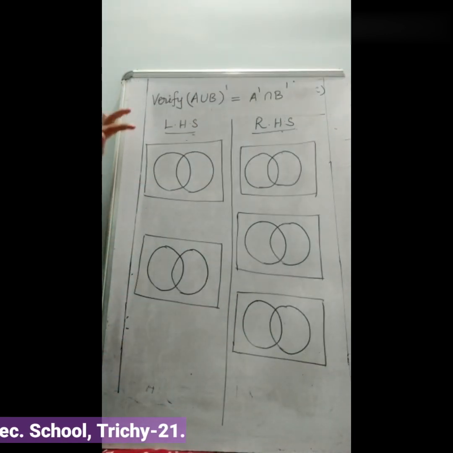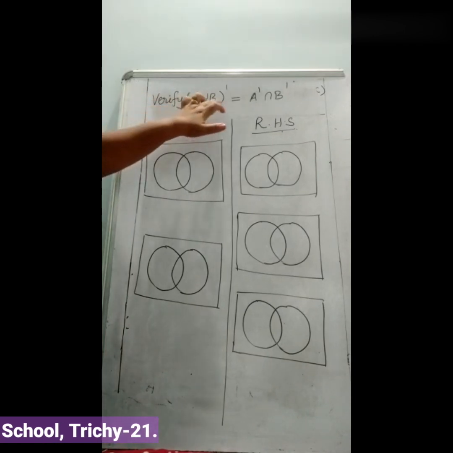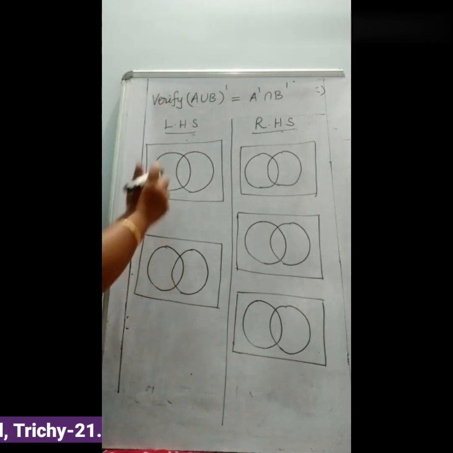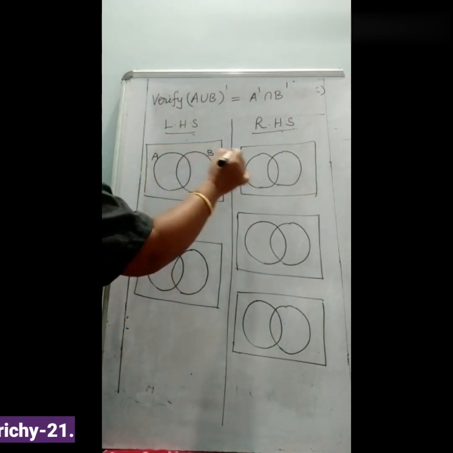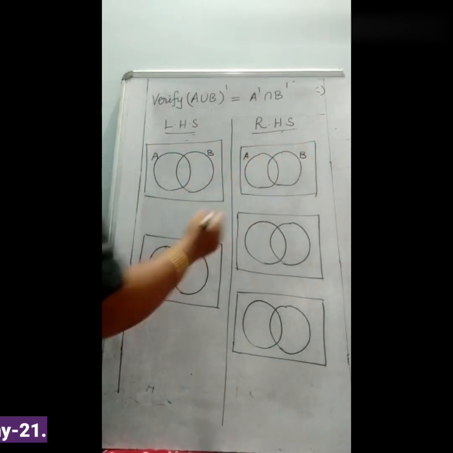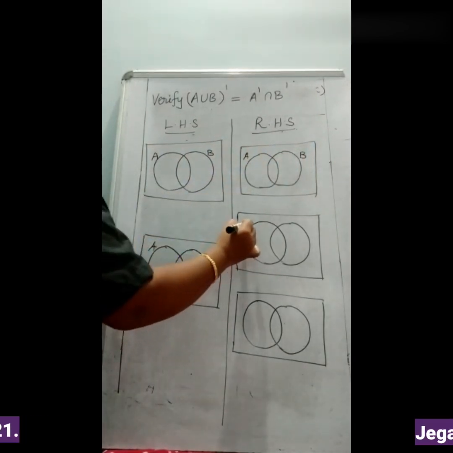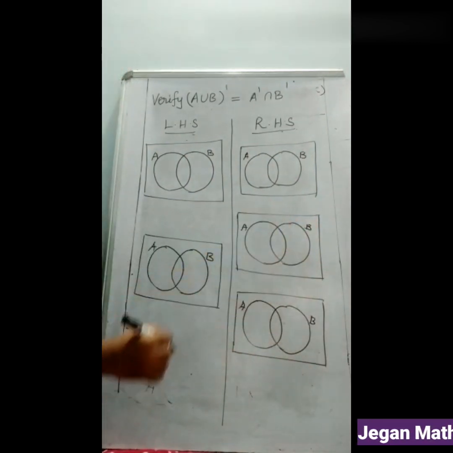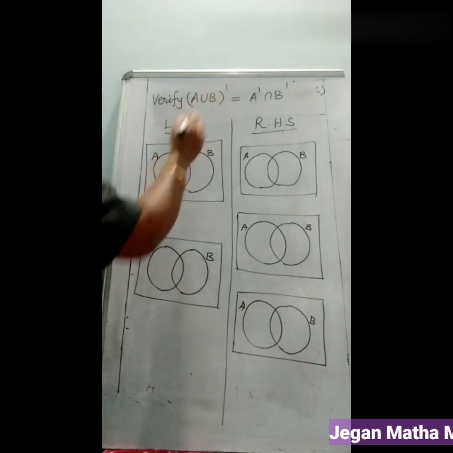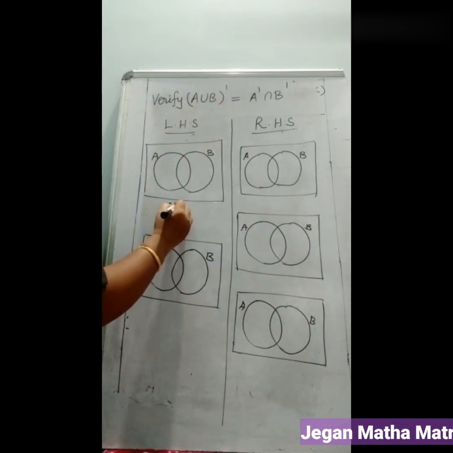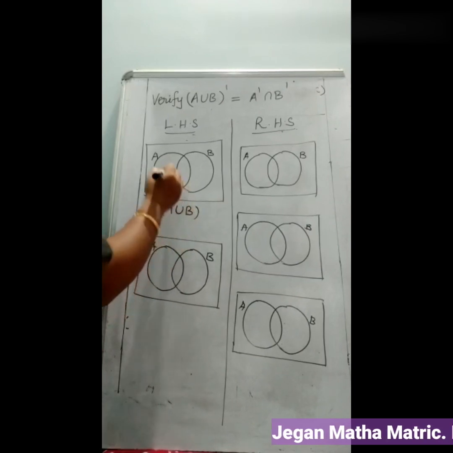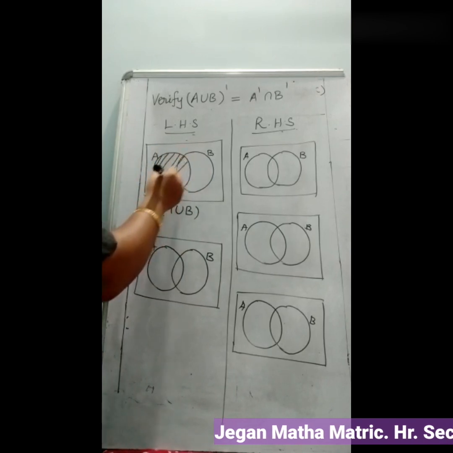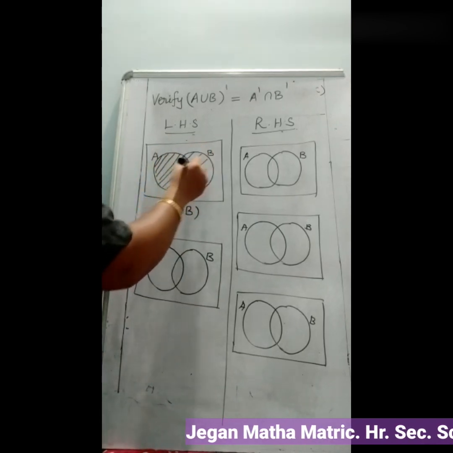Let us see another example. Verify (A union B) the whole dash is equal to A dash intersection B dash. First, we have to take the set A and B. Here A and B. This set also A, B. And here also you have to write A and B. So first one is A union B. First you represent in the Venn diagram A union B. So what is A union B? You have to combine together. So you shade this A part and B part.